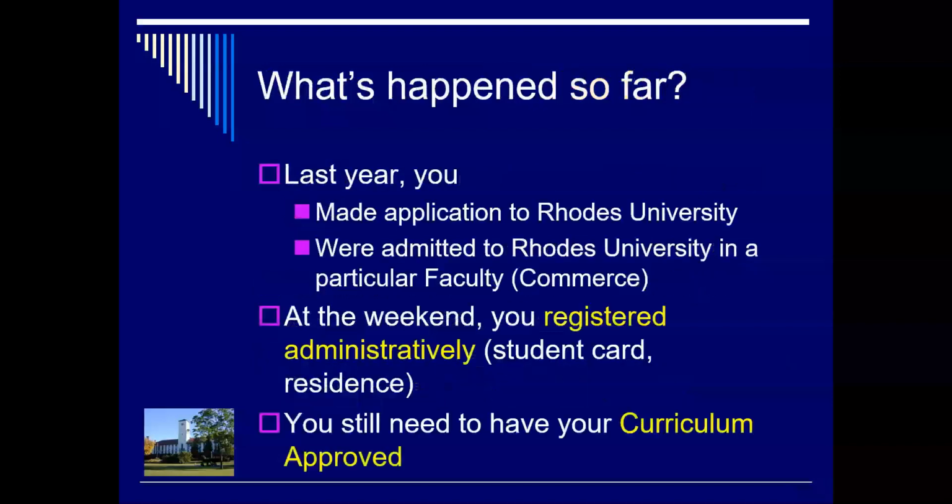What's happened so far? Well, you'll remember last year you made application to Rhodes University. You were admitted to Rhodes University in a particular faculty, in this case, commerce. At the weekend, you registered administratively, and the best indication of having registered administratively is that you're carrying around a student card, and you've more than likely been allocated to a particular house of residence. What you still need to do is to have your curriculum approved, and I shall have a lot more to say about that later.